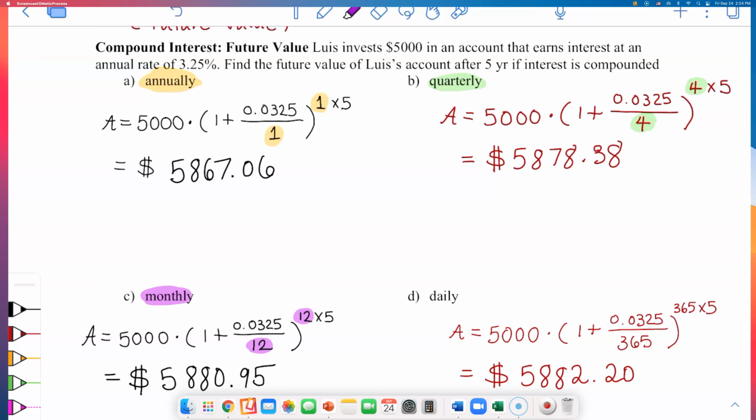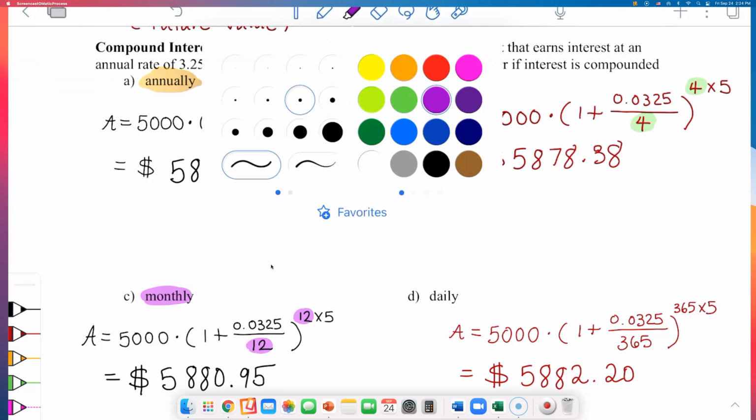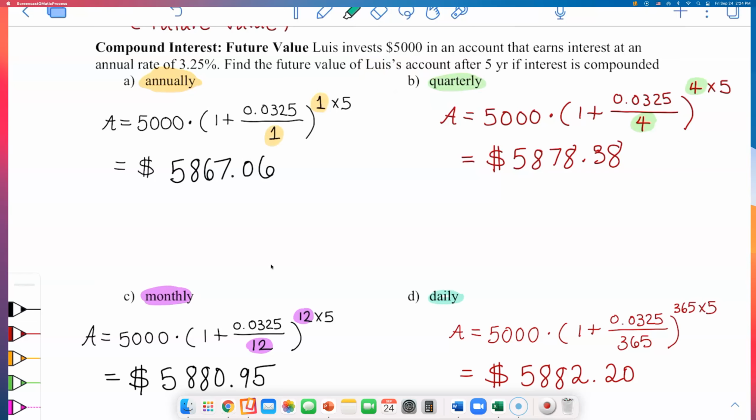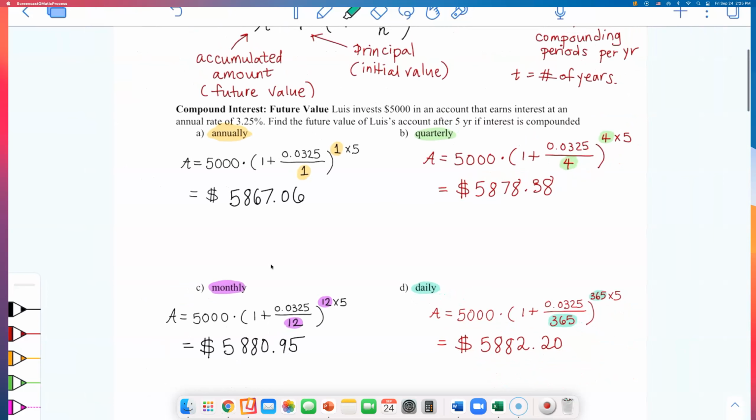Okay, n is increasing, right? From annually, quarterly, monthly, and the last one, we were compounding daily. For daily, we use 365. So what if you compound continuously, every moment? That's the case we call compounding continuously.